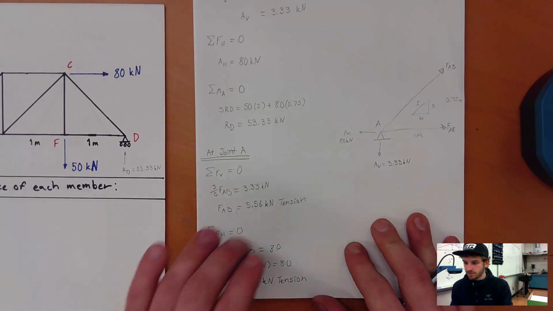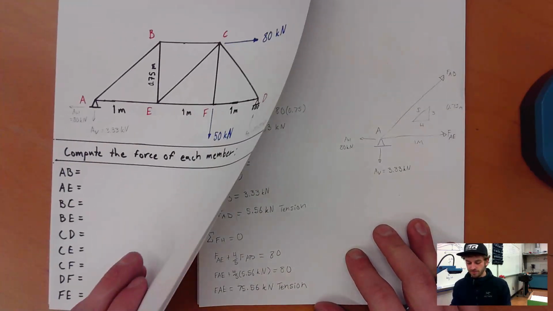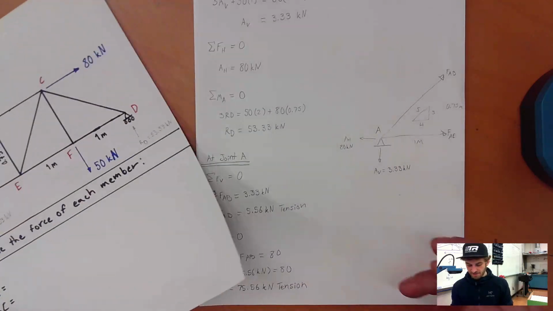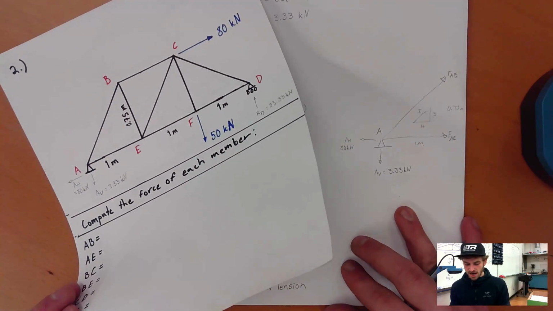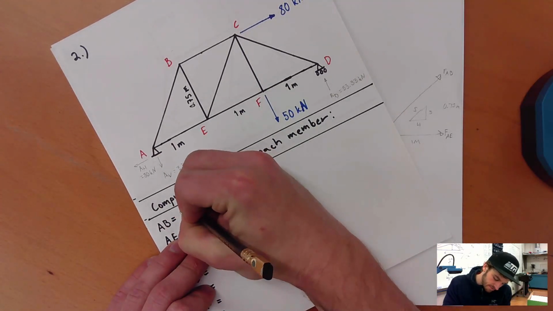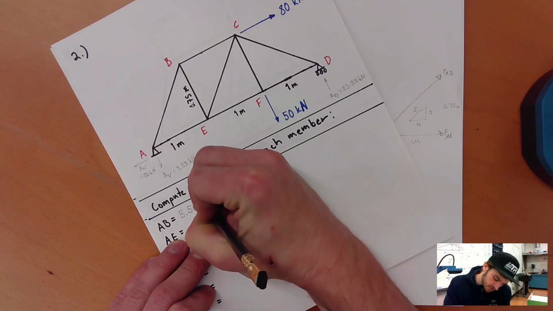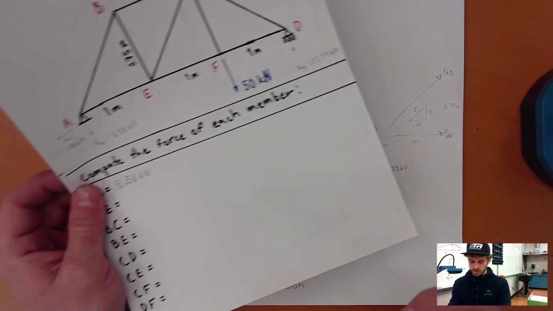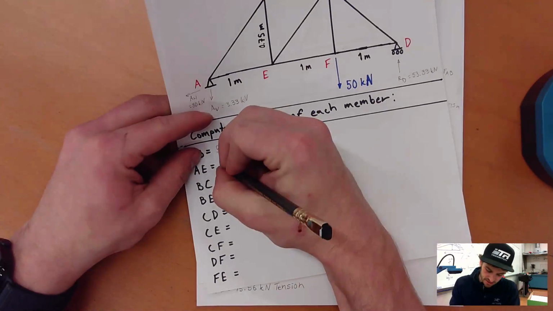Okay, I'm going to pause the video. We'll finish this later. But we have two things that we can write in here. We're so happy. We have FAB, so the force acting on member AB is 5.56 kilonewtons. We have the force acting in AE, which is 75.56.